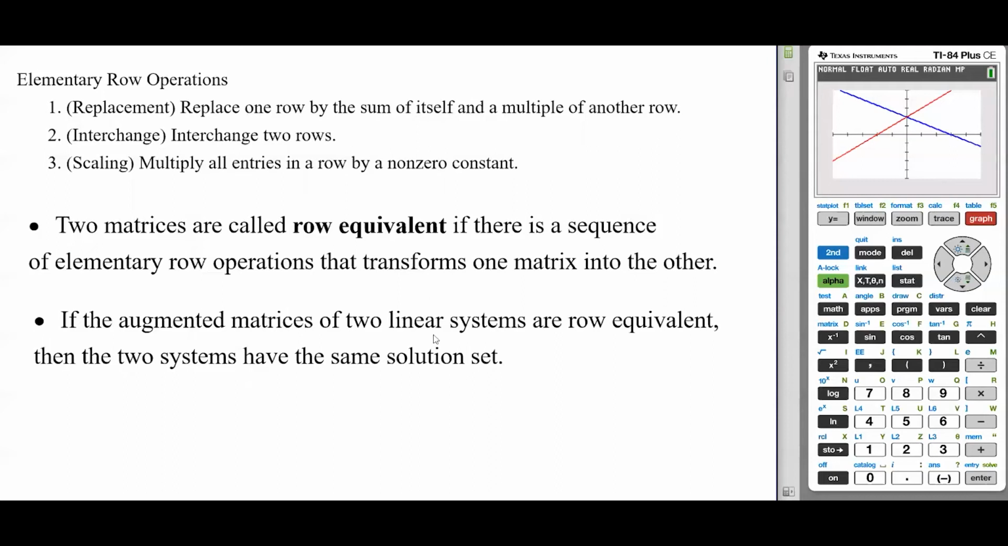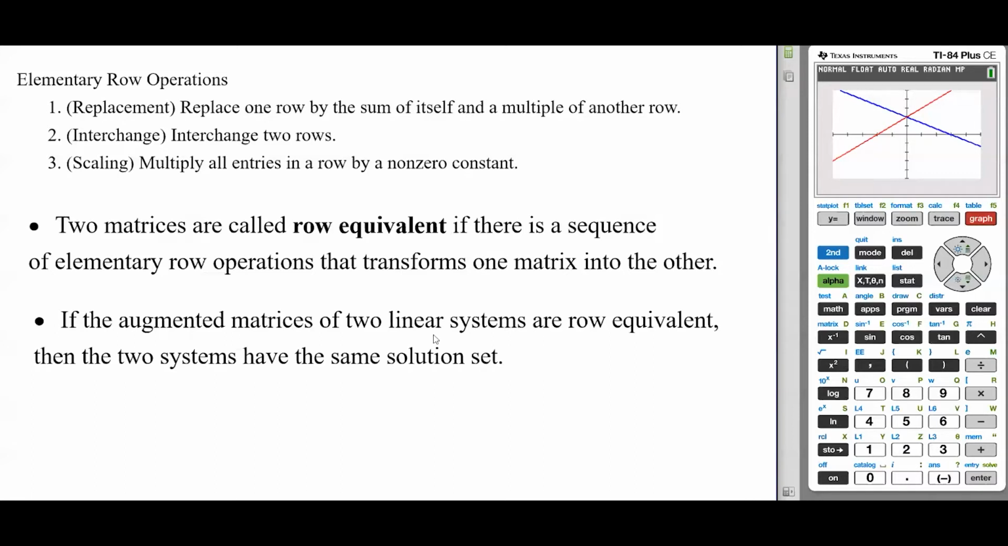So now the question is, what can I do to these matrix systems to get them reduced? And there are three things you can do, and only three. All right, so you have to only work with these three things. So one is called replacement. You replace one row by the sum of itself and the multiple of another row.